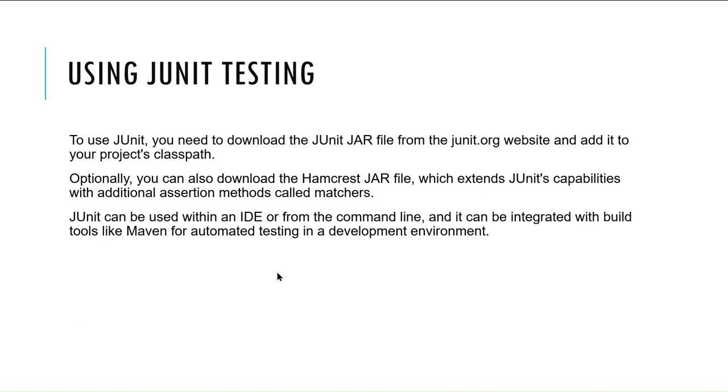To use JUnit, you need to download the JUnit jar file from the junit.org website and add it to your project's class path. Optionally, you can also download the Hamcrest jar file, which extends JUnit's capabilities with additional assertion methods called matchers. JUnit can be used within an IDE or from the command line, and it can be integrated with build tools like Maven for automated testing in a development environment.